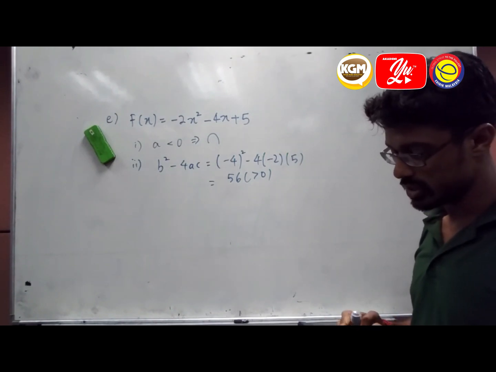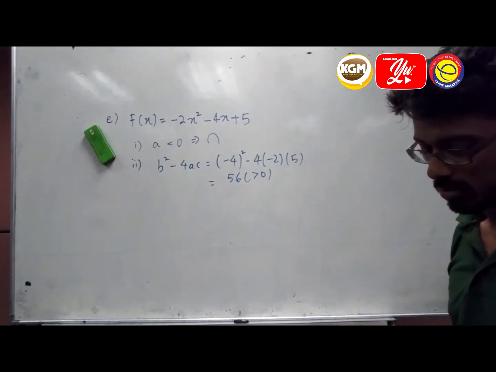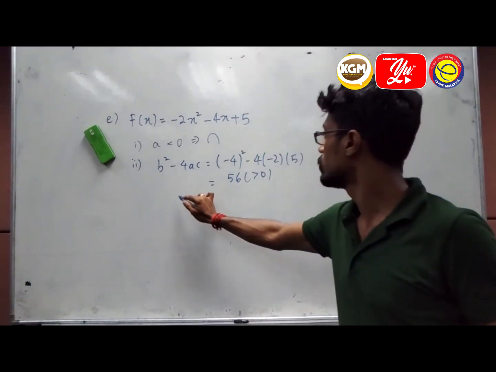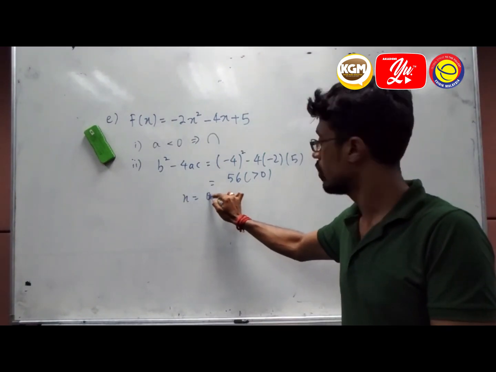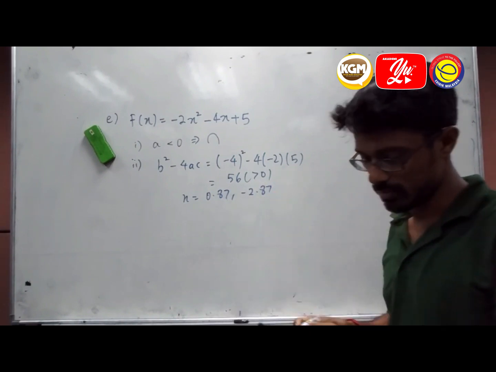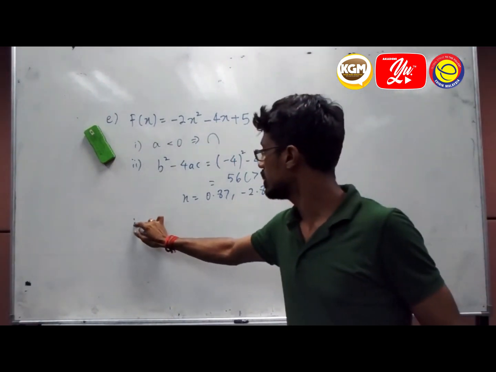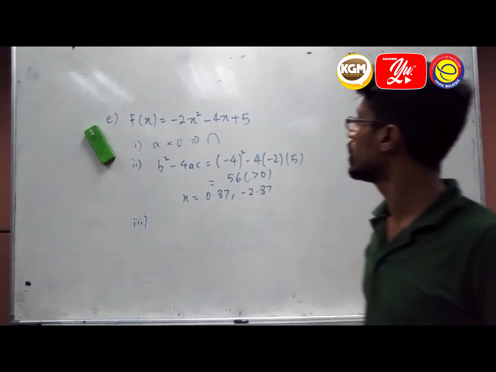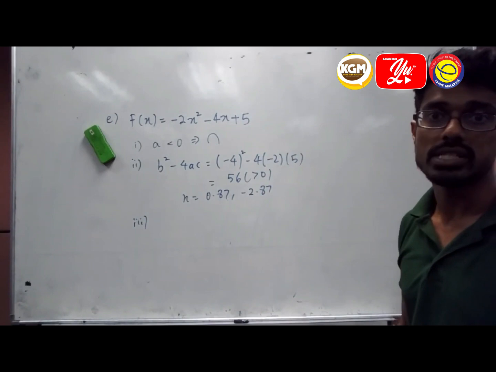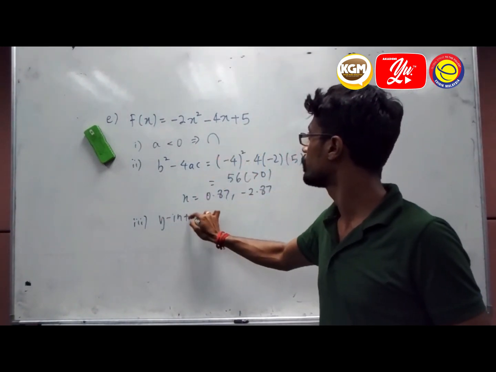Okay, if we just factorize that, as you are watching, you can do this. Oh, it's going to be some decimal numbers. So your x is going to be some 0.87 and -2.87. Okay, I hope I got that right. Yeah. Okay, and thirdly, we can go and work out our value of y-intercept. Y-intercept when x equal to 0. So that is going to be 5.